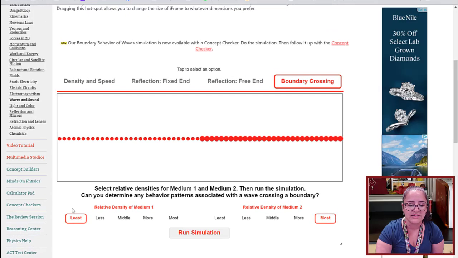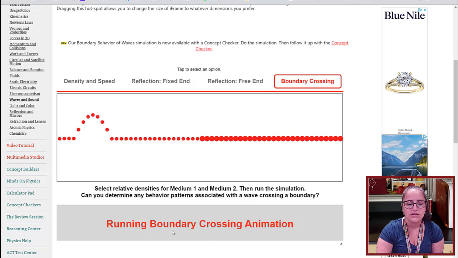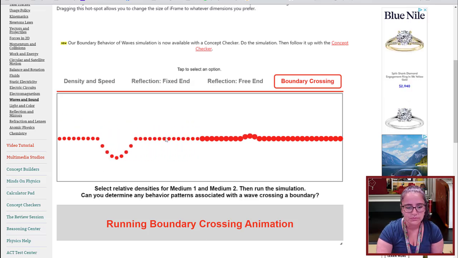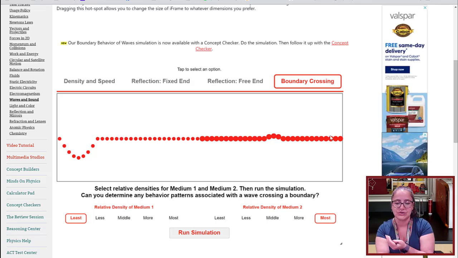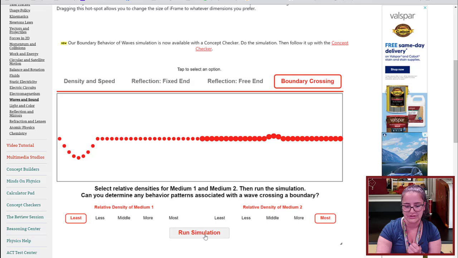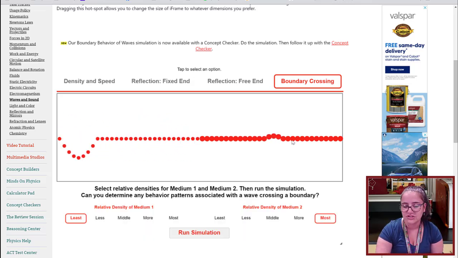So again, I have this one on the least density for a medium. And then this one, represented by those fatter points, has the higher density. So when we run that simulation, we see that some of the wave is reflected with that inversion, similar to the fixed end. And some of it gets transmitted into that boundary with a smaller amplitude. So go ahead and watch it one more time. Reflected, inverted, and then transmitted with a smaller amplitude. Okay, so go ahead and get that one drawn.